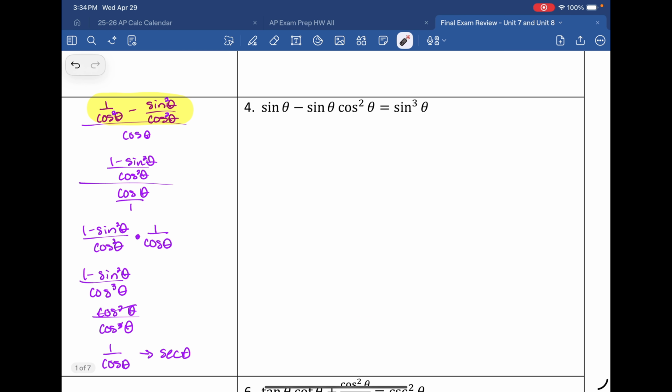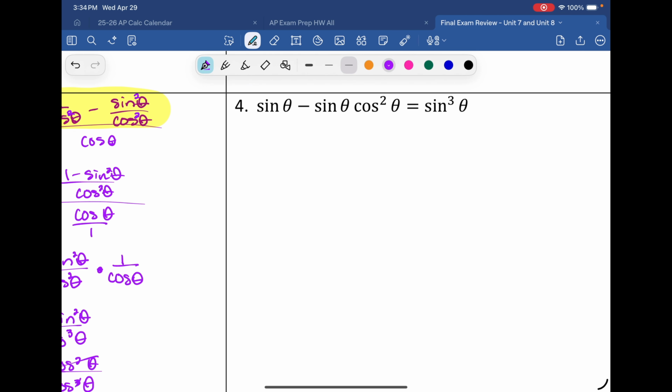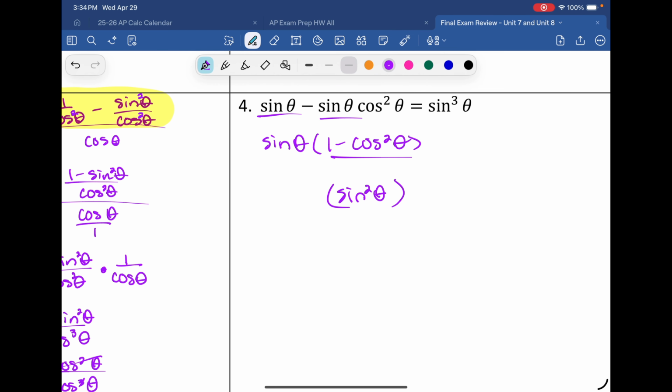All right, on example 4, you want to factor, because they have a sine in common. So pull the sine out: 1 minus cosine squared. 1 minus cosine squared is sine squared. And sine times sine squared is sine cubed, which is what I was asking for.